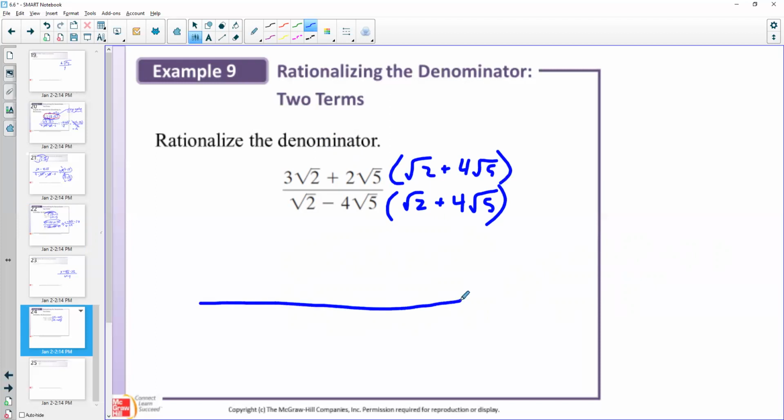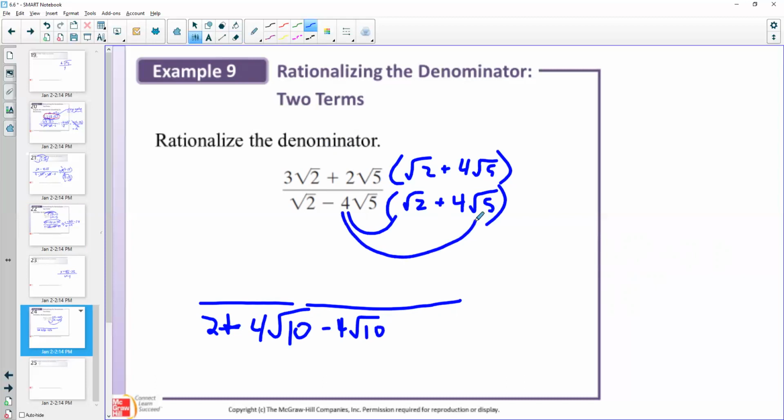So the denominator, I get radical 2 times radical 2 is 2. Radical 2 times 4 radical 5 is plus 8 radical 5. Oh no, it's not radical 8. What's happening here? It was a radical 2. Pardon me. Radical 2 times 4 radical 5 gives me 4 radical 10. This one gives me negative 4 radical 10.